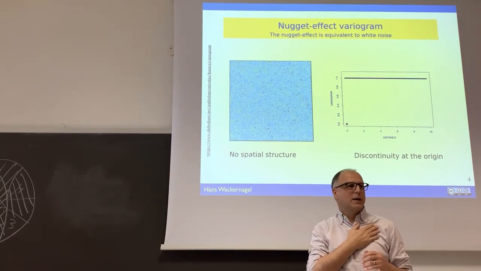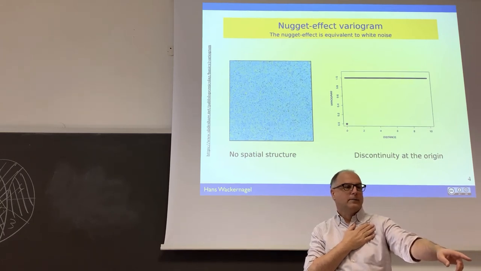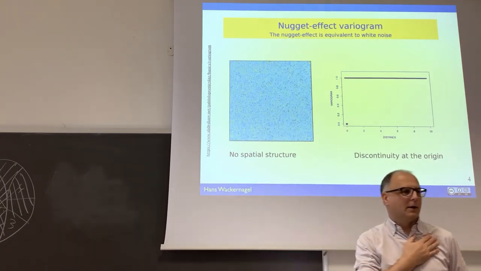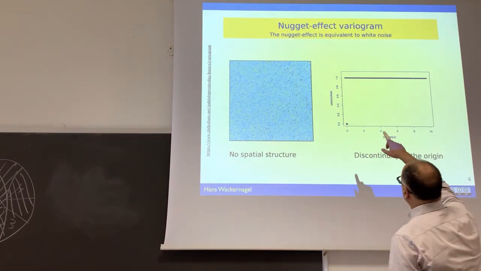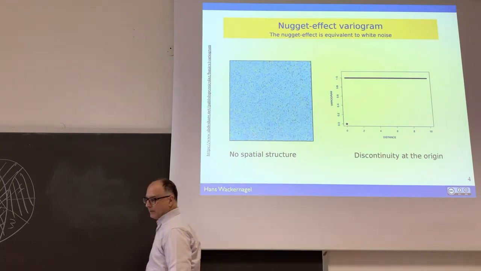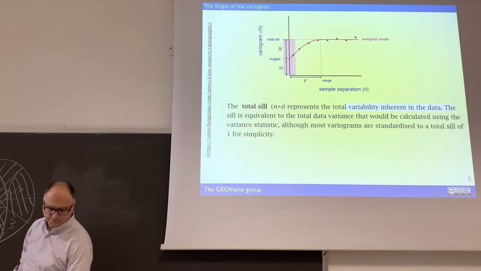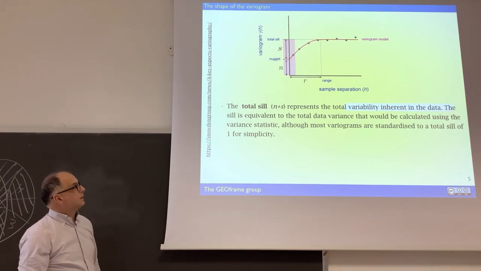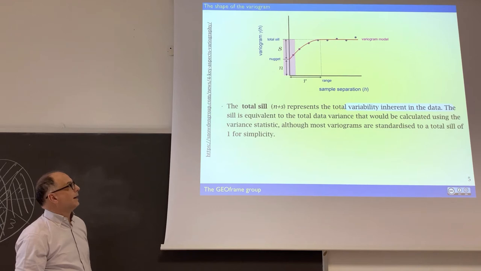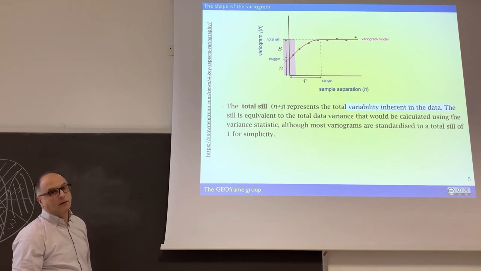Say the measure I do and the measure he does are uncorrelated. Even if I am here, the measurements are also uncorrelated, and even if we are closer. And this is the variogram that describes this one. The sill is the total variance that I expect to have in all the data.